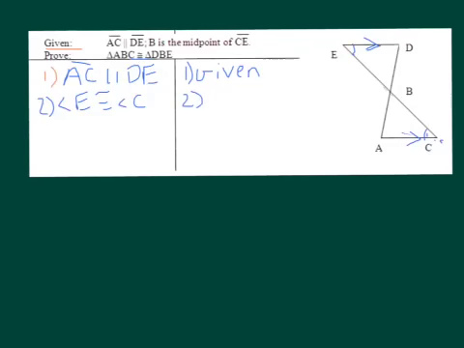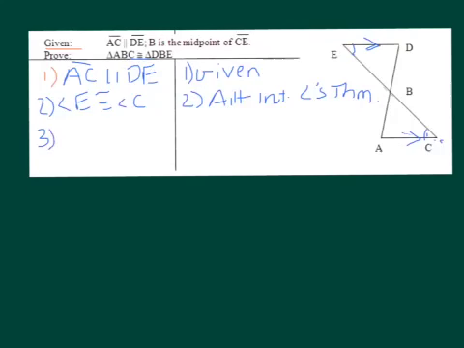So I can say that angle E is congruent to angle C. And the reason I can say that is by the alternate interior angles theorem. I'm abbreviating that. So that was what I can draw from my first given.